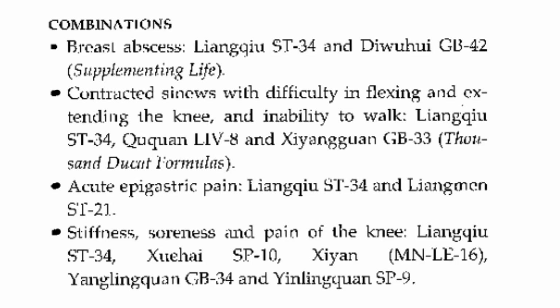In acute epigastric pain, we can combine stomach 36 and stomach 21. For stiffness, soreness, and pain of the knee, we combine stomach 34 with spleen 10 and the extra points or MNLE 16 and GB 34 and spleen 9.